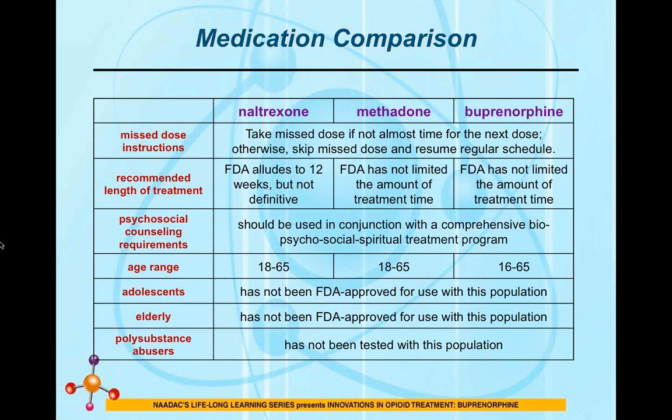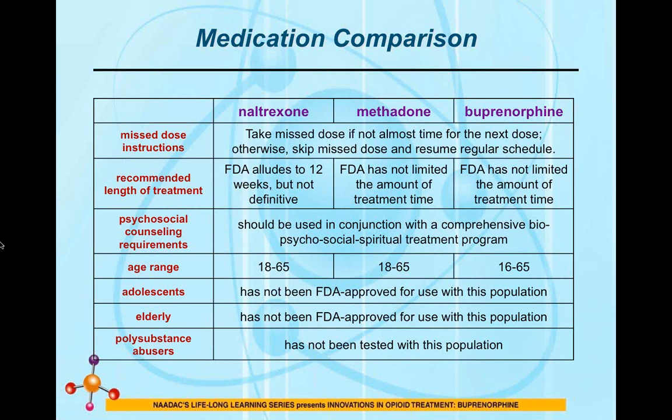All 3 of them should be used in conjunction with comprehensive biopsychosocial spiritual treatment. The full program should be surrounded by these, and no one should ever be taking one or more of these medications without being in some other program that's supporting them. This is not a magic bullet, so it should not be used alone. And for adolescents, none of the medications have been approved by the FDA for use with this population. Same thing for elderly and same thing for polysubstance abusers.